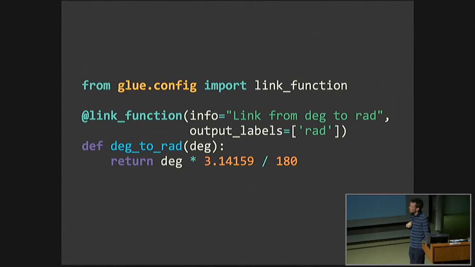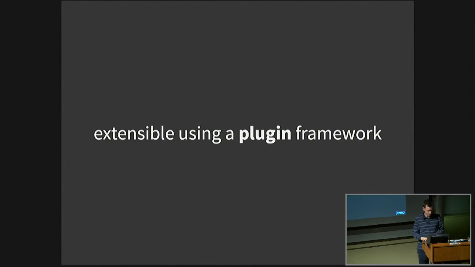This is another example. I mentioned that there are these linking functions, for example for coordinates. So this is an example of creating a new linking function. If you have some data set that's in degrees and one in radians, and you want to create a link between the two, then you can create a custom linking function that does that this way.